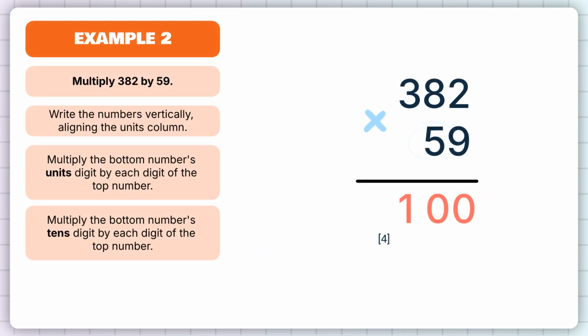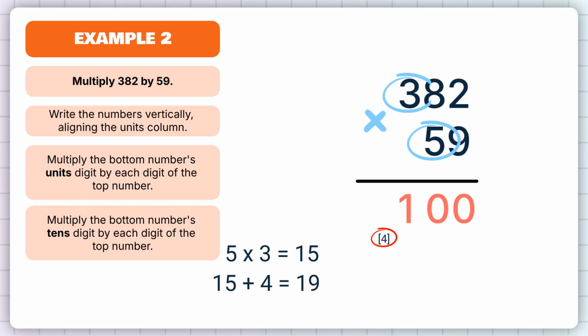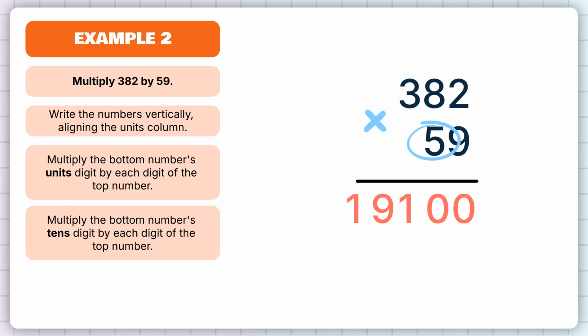Next, we must multiply 5 by 3. 5 multiplied by 3 is equal to 15. However, we must add the 4 that we carried earlier. So 15 plus 4 is equal to 19. Hence, we can write the units value of 19, 9, in our new thousands column. We can also carry the tens value of 19, which is 1, straight across, as there are no more values left to multiply. As such, 382 multiplied by 50 is equal to 19100.